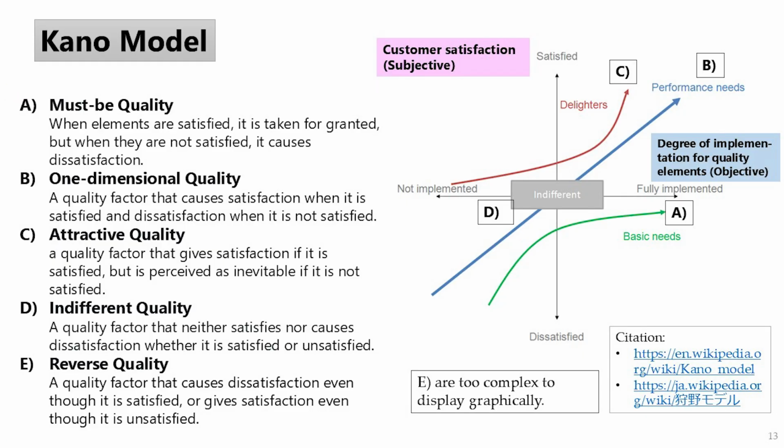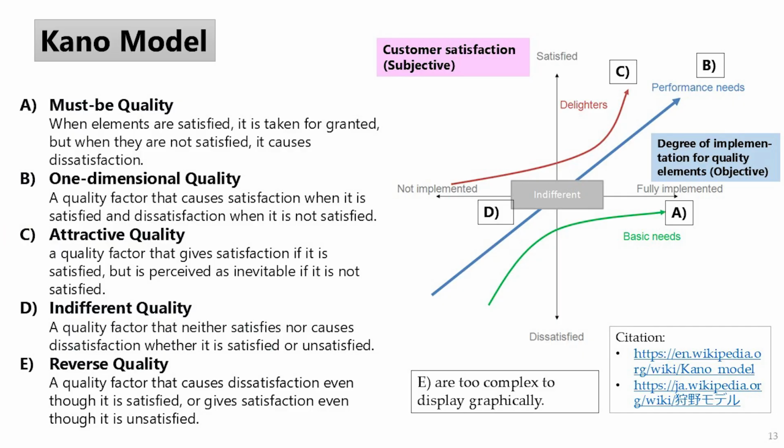Model A is called the must-be quality, in which quality elements are taken for granted when they are satisfied, but dissatisfaction occurs when they are not satisfied. As shown in Graph A, dissatisfaction is not resolved until the quality elements are completely satisfied. Model B is called one-dimensional quality, in which quality elements cause satisfaction when they are satisfied, and dissatisfaction when they are not satisfied. As shown in Graph B, it shows a linear relationship.